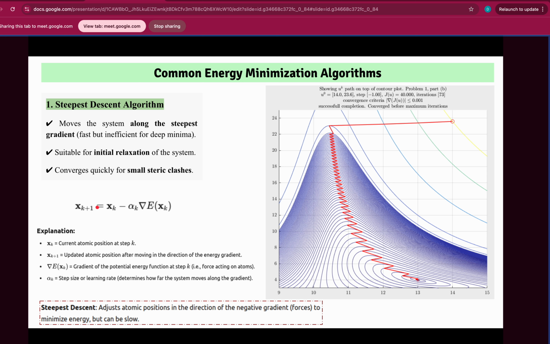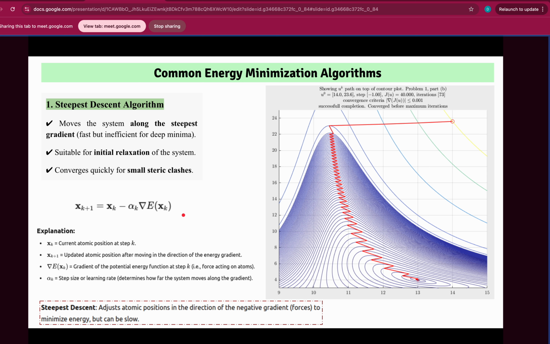So overall, the energy at xk plus 1 should be lower than the energy at xk. That's why this energy term is considered. This is the gradient of the potential energy function at step k. In this way we are considering the gradient of energy when we are moving from one step to the next step. Then for the next step, whether we need to take that step or not, we will perform this energy gradient calculation. We'll see what the energy was at step k.